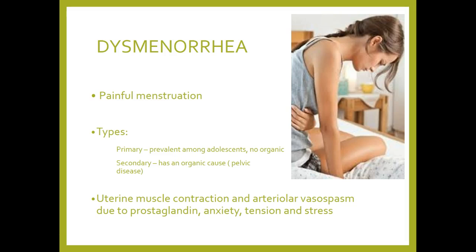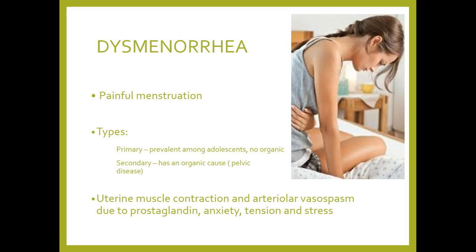Secondary dysmenorrhea has an organic cause, meaning there is something going on that's actually causing the dysmenorrhea. So there's some type of pelvic disease maybe. Fibroids, endometriosis, infections, all of those are secondary types of dysmenorrhea. Cancer could be one.